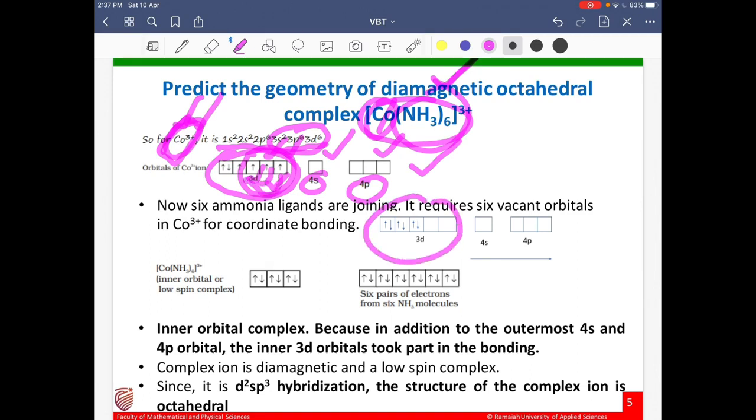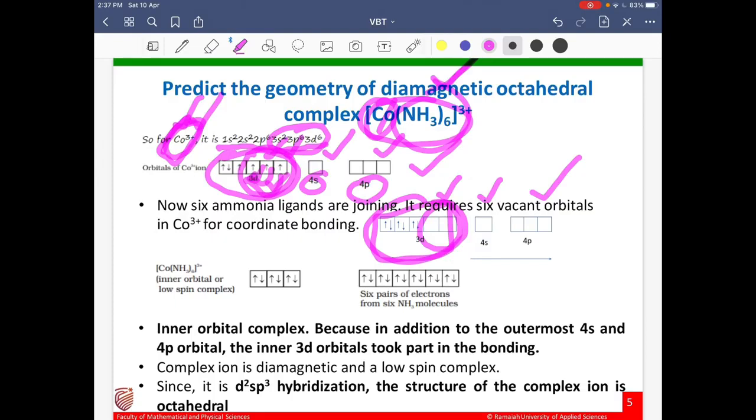These electrons shifted to the inner orbitals, and you can see now there are 2 3d orbitals which are free. So now in total there are 2 3d orbitals, 1 4s orbital, and 3 4p orbitals. Now 6 vacant orbitals are there, so coordinate bonds with the 6 ammonia ligands are possible now. So these orbitals undergo d2sp3 hybridization.